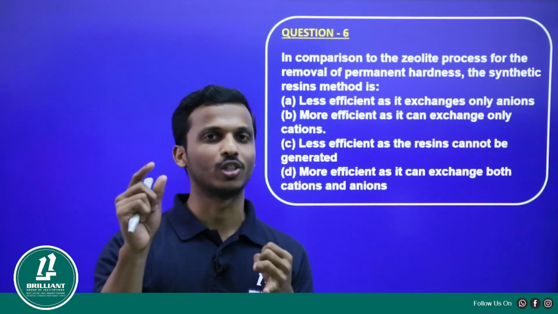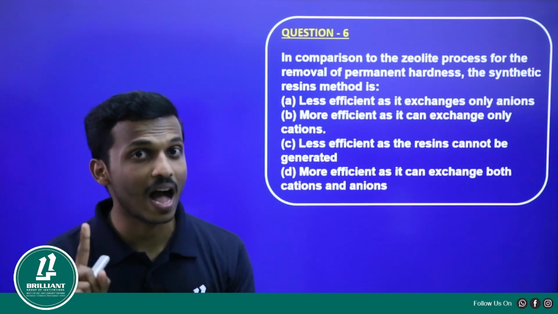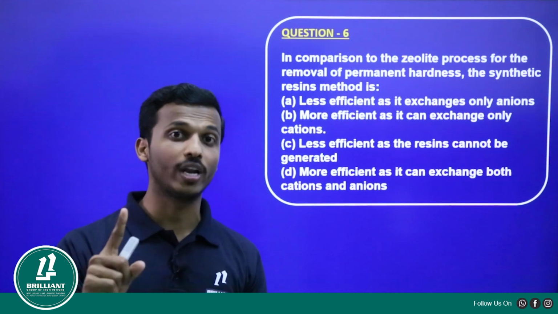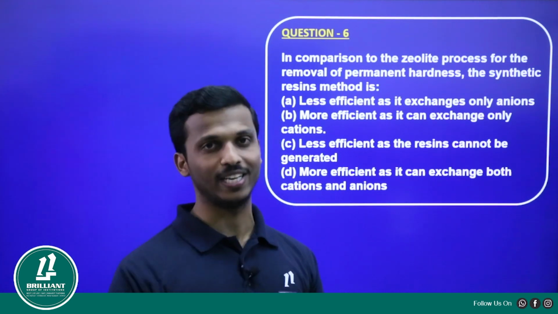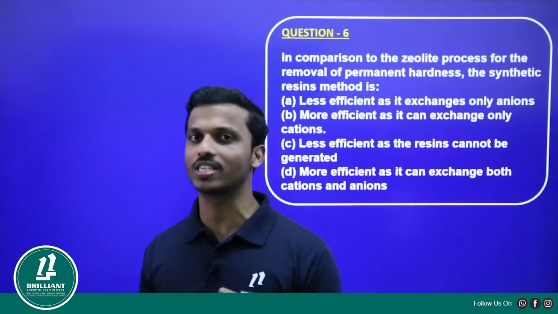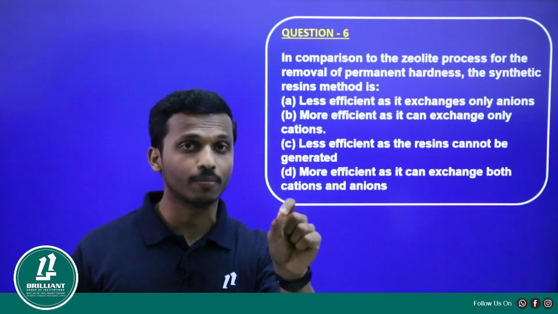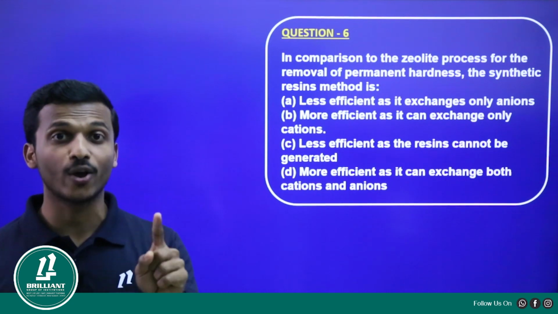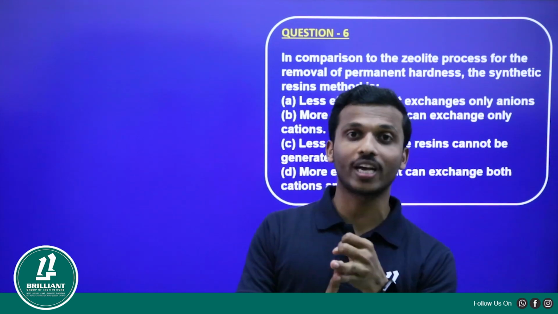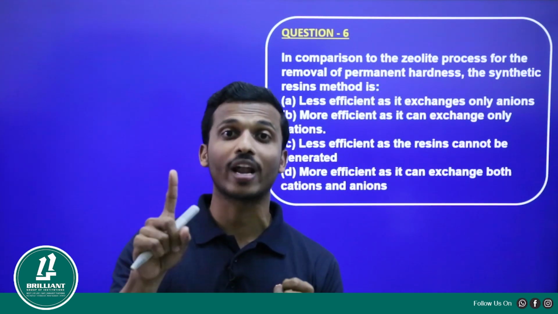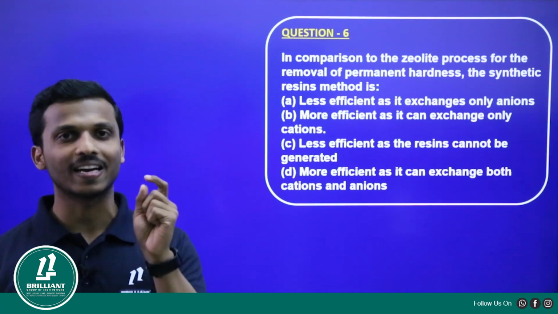First one, treating with washing soda, Na2CO3. Second one we studied, that is Calgon's method. What is Calgon? Sodium hexametaphosphate, Na6P6O18, is called Calgon. And the third one we studied is the zeolite method, or permutite method, also known as the ion exchange method. Zeolite method is also known as permutite method, or the ion exchange method. And the last, fourth method that we studied, the synthetic resin method.